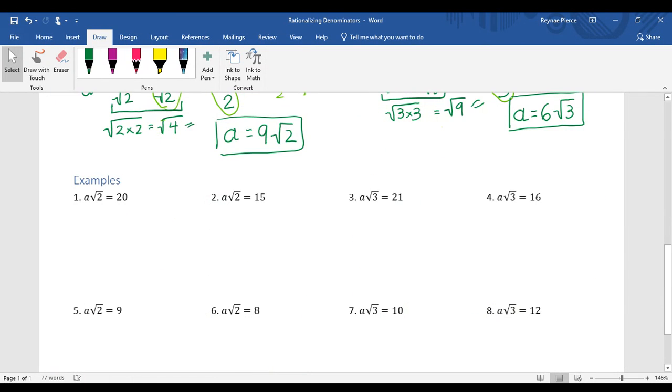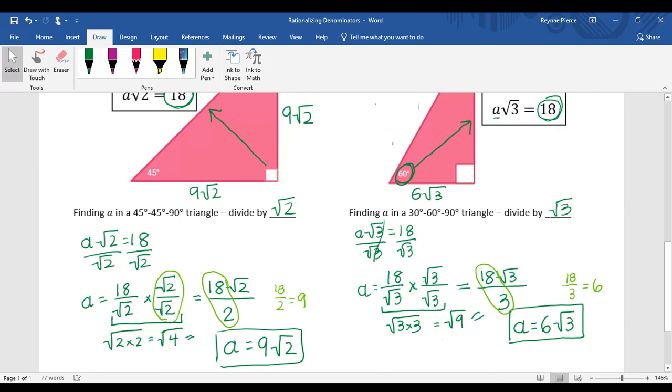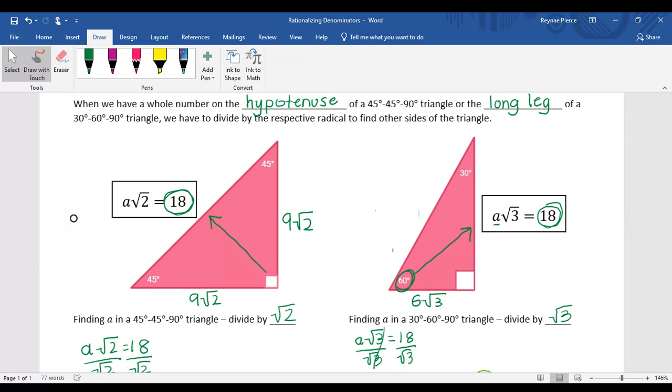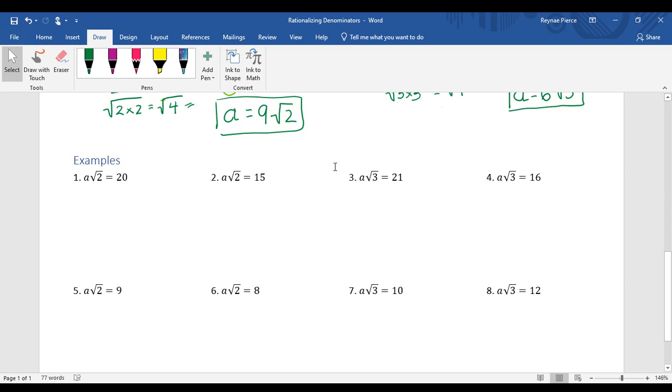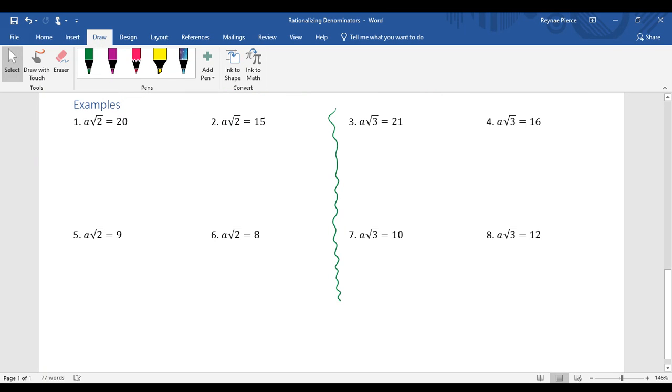Okay, so some examples here. 1, 2, 5, and 6 are all like we're finding the length of the leg of the 45, 45, 90. 3, 4, 7, and 8 are like we have the long leg and we're trying to find the short leg of our 30, 60, 90. Splitting those down the middle helps keep it straight in your mind what we're going to be dividing by. So let's start with the a square roots of 2.